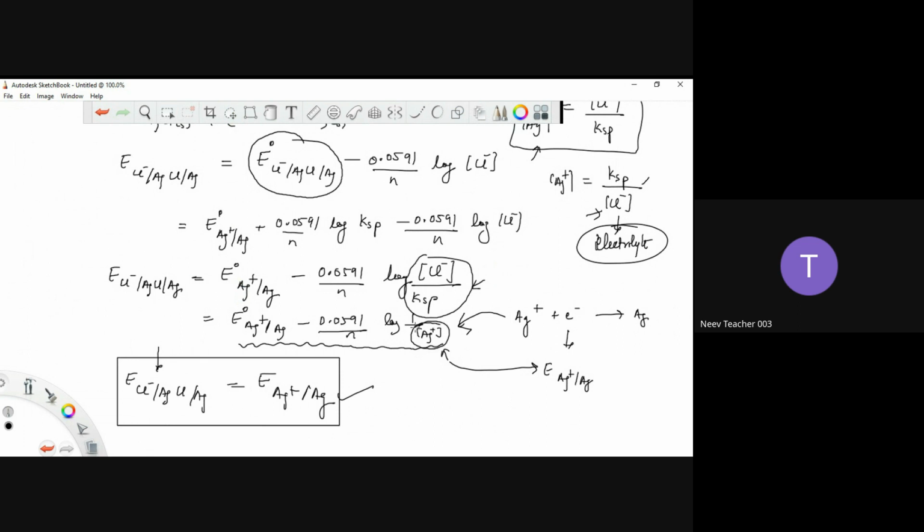But this concentration you need to remember. The Ag plus concentration you're going to take will be KSP over the Cl minus. So don't forget about this concentration of Ag plus, else it will be the same thing only. Once you have this value, E of Ag plus to Ag, you can directly put it in place of this. You will have E of Cl minus AgCl Ag. This is what is important in this part. Clear? Clear. Tell me.